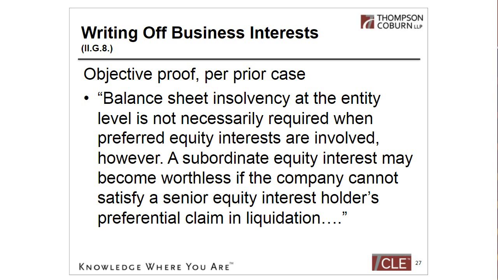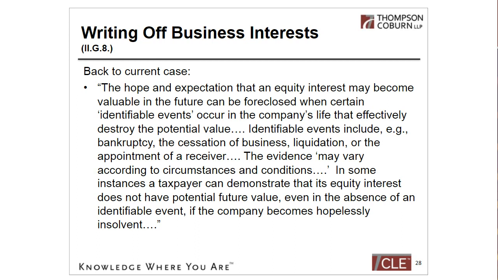And so it is possible that the subordinate equity interest could become worthless. Even though the company is a going concern, even though the company is not going to go away, the subordinate equity interest could be worthless because there's no way they will ever get anything, because the preferred will always get it. So that's another way to have worthlessness of the subordinate. Okay, so back to the current case on slide 28.